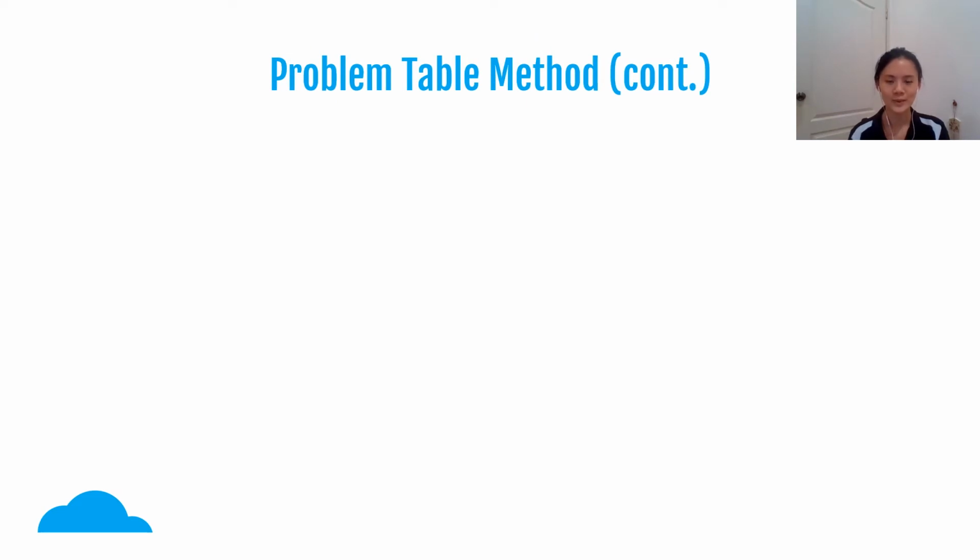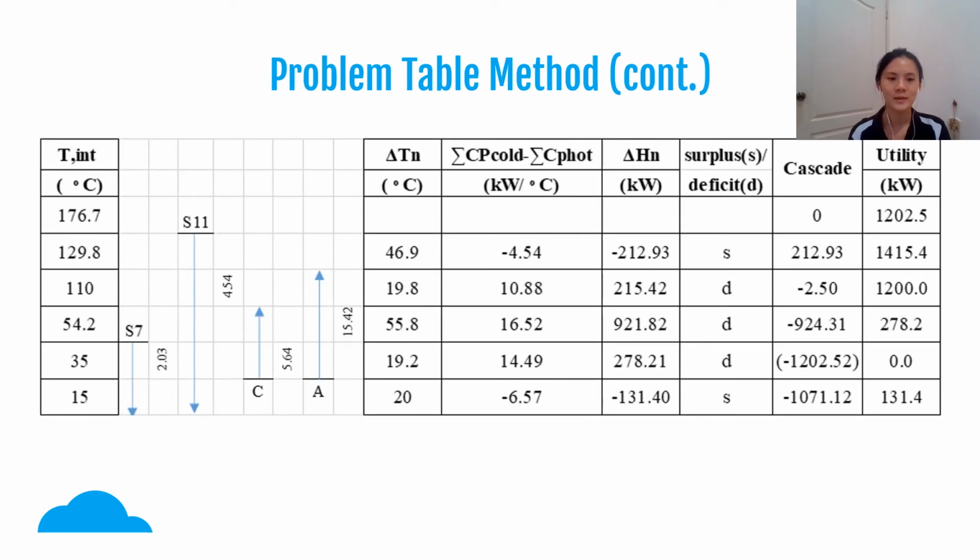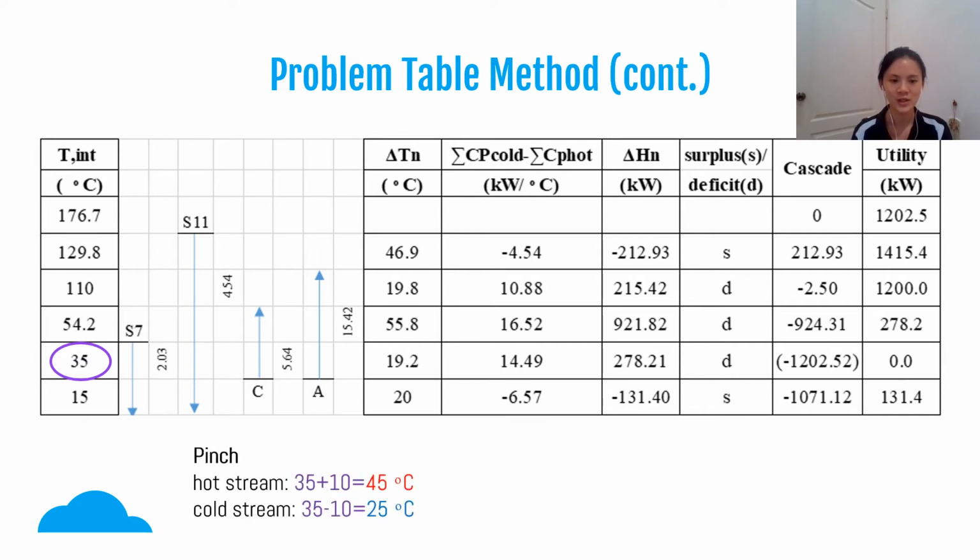The next step of the problem table is to do the stream population. By doing so, we can find the minimum hot utility and the cold utility. Other than that, we can also find out the pinch temperature for the hot stream and the cold stream. At the utility of 0 kW, we can find out that the interval temperature is 35 degrees Celsius. Therefore, the pinch temperature for hot stream is 45 degrees Celsius and for the cold stream is 25 degrees Celsius.